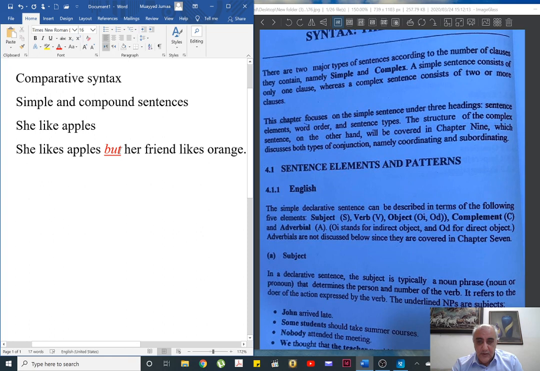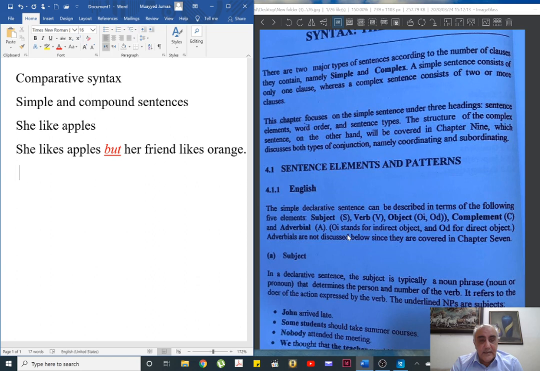Now, if we go to your book here, you can see clearly that in English, the simple declarative sentence can be described in terms of the following five elements. We start with the subject, the verb, object, complement, and adverbial. And in the book, they are going to discuss these different types of elements in the sentence.